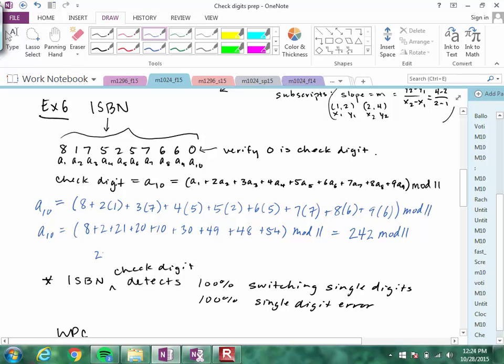So the way we can find that is we do long division, where 11 is the divisor. So 11 goes into 24 twice, we get 22, and 11 goes into 22 exactly twice, and we get remainder 0. So the answer to this is 0.